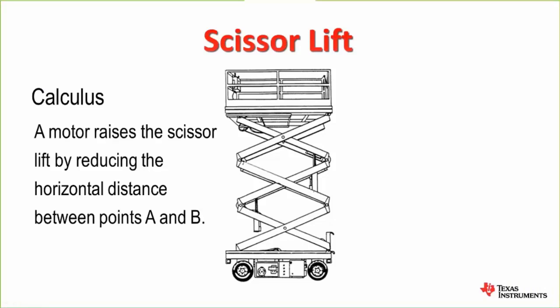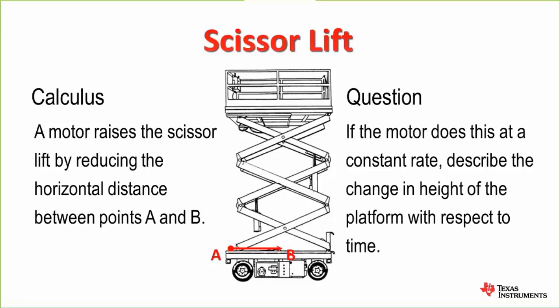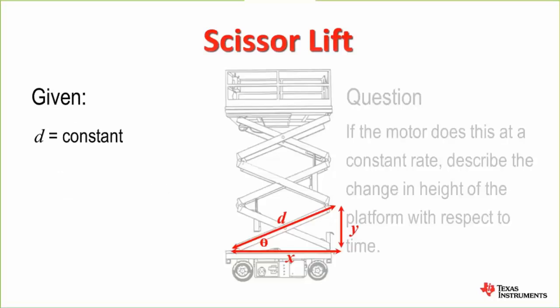The motor raises the scissor lift, as you saw, by driving point A towards point B. So it's doing that, let's say, at a constant rate. A question might be, if the motor does that at a constant rate, how would the height of the platform be changing with respect to time? So let's have a look, and there are multiple ways you could do this. I'm not saying this is the only way to do this problem, but here's one way.